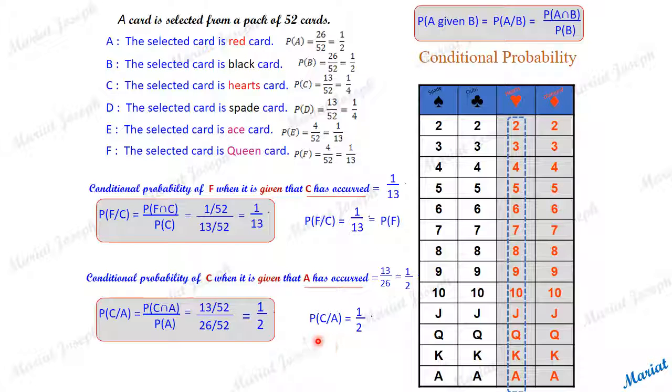Now let's see. Here we were calculating the probability of C under the given information that A has happened. If this information was not given, the probability of C would have been a simple probability. That time it was 1 by 4. But by giving the information that A has happened, the probability of C changed from 1 by 4 to 1 by 2. Therefore, these two events, C and A, are not independent. We will be discussing this topic of independence a little later.